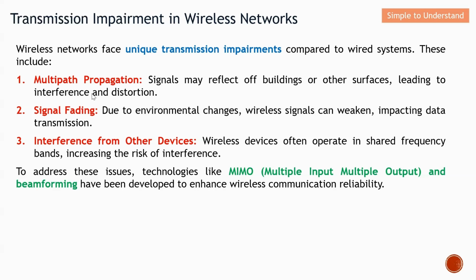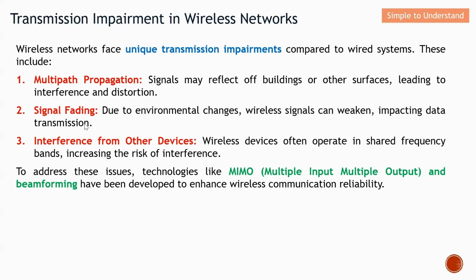Next is signal fading. Due to environment changes, let's say during rainy weather, I'm not sure whether you have had this kind of experience, your mobile phone typically becomes weaker. Because of the environment change, some of the signal may scatter around. This causes some signal degradation. So basically this can weaken the signal, and in fact it can impact the data transmission.